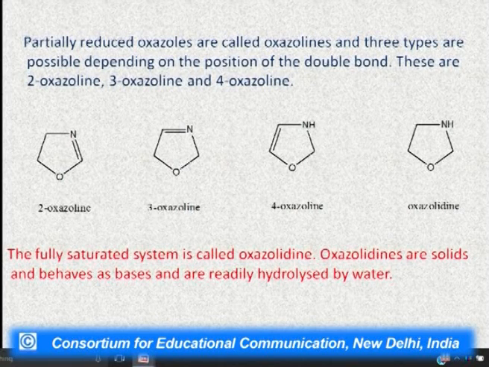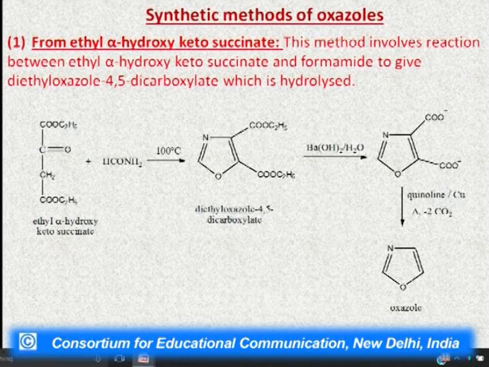These oxazolidines are solids and behave as bases and are readily hydrolyzed by water. Since there is no aromatization, the lone pair present on the nitrogen is freely available, so these act as bases. Then comes the synthetic methods of oxazoles.